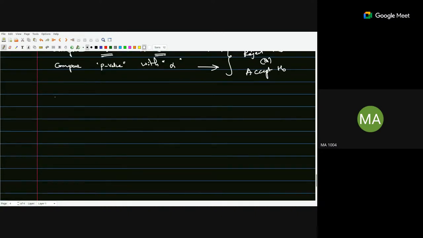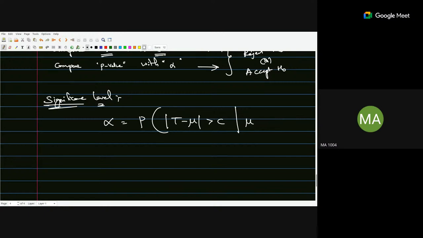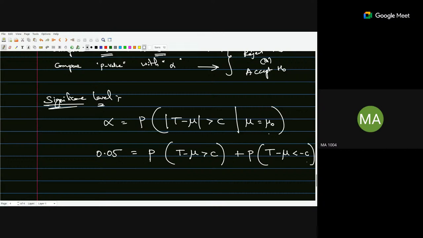Okay, so what we do, we use the very well-known formula, which uses the significance level. The significance level alpha is the probability that |t minus mu| is greater than c. That's the rejection region for a two-tailed test where my null is true. So this is the type 1 error, and its probability is the significance level. Now the left hand side is 0.05, and on the right hand side we have |t minus mu|. I can open that modulus and write the probability that t minus mu is greater than c, plus the probability that t minus mu is less than minus c. I can write it in two different ways.